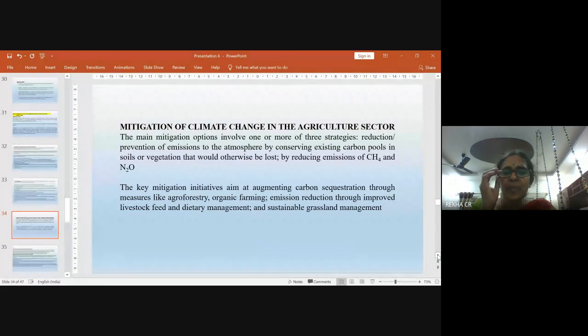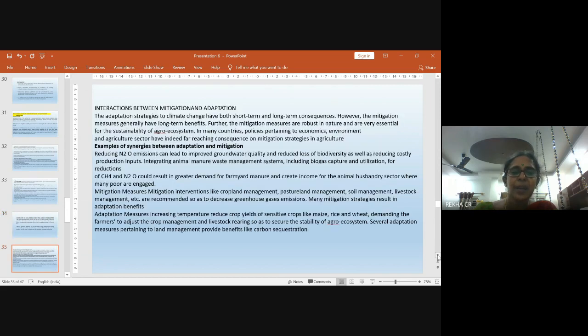So mitigation of climate change in the agriculture sector. The main mitigation options involve one or more of the three strategies. One is reduction or prevention of emissions to the atmosphere by conserving the existing carbon pools in soils. The key mitigation initiatives aim at carbon sequestration through measures like agroforestry, agriculture as well as forestry, organic farming, emission reduction through improved livestock feed and dietary management, and sustainable grassland management.